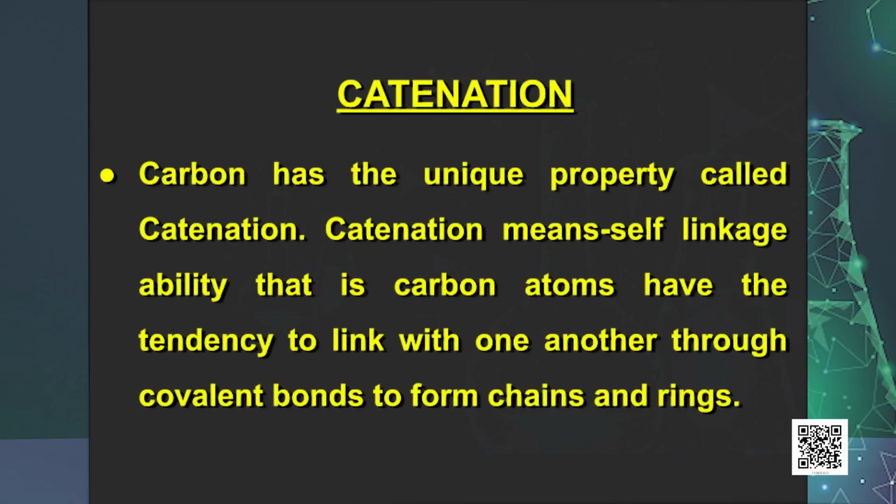The reason is carbon has the unique property called catenation. Catenation means self-linkage ability, that is, carbon atoms have the tendency to link with one another through covalent bonds to form chains and rings, to form straight chain compounds as well as branch chain compounds. In addition, carbon atoms get linked by single, double or triple bonds.